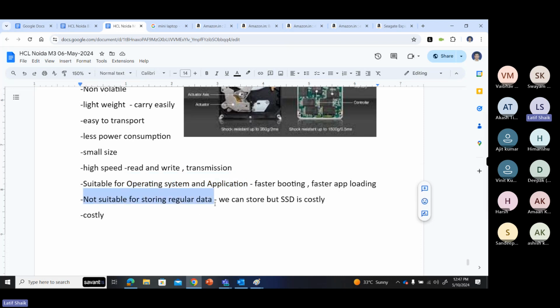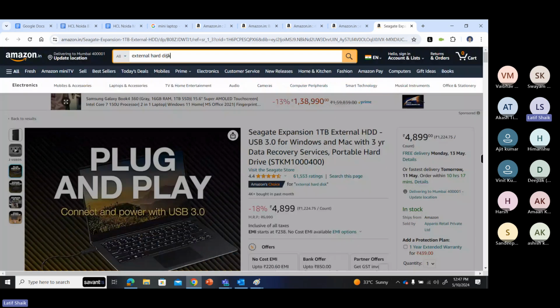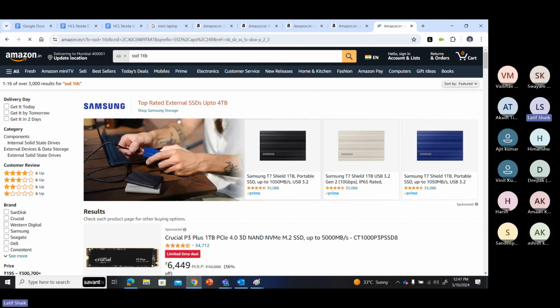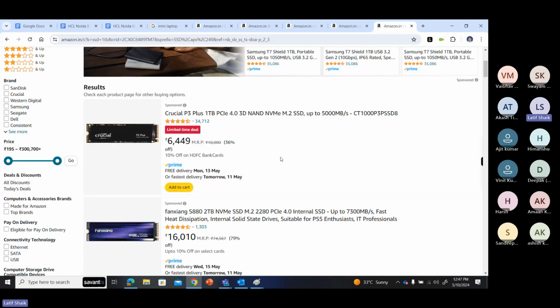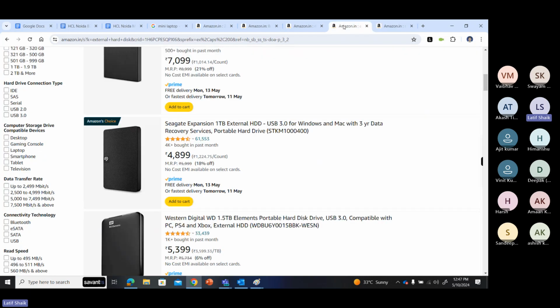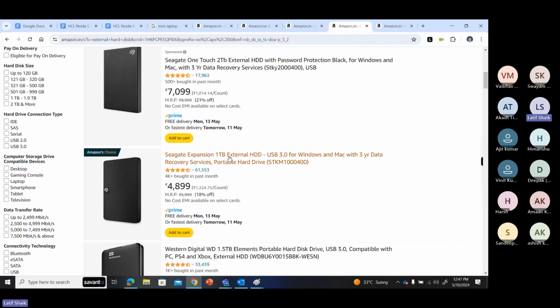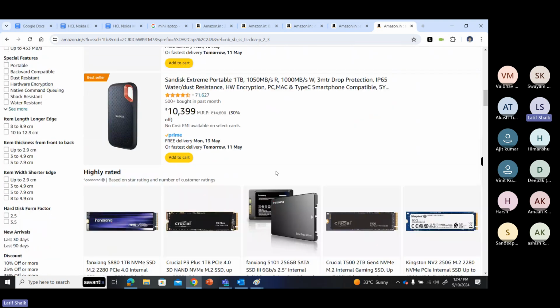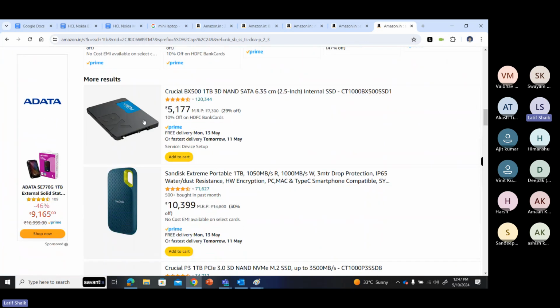Why did I say not suitable for regular data? Because now the cost of SSDs comes into our picture. Earlier SSDs were used because they were fast. Okay, take 1 TB of SSD and compare the cost with 1 TB of hard disk. This 1 TB external hard disk is 4,899. How much is this SSD? 6,449. You go to another SSD type like this, SATA interface, 5,199.